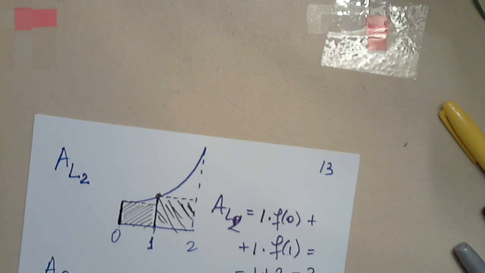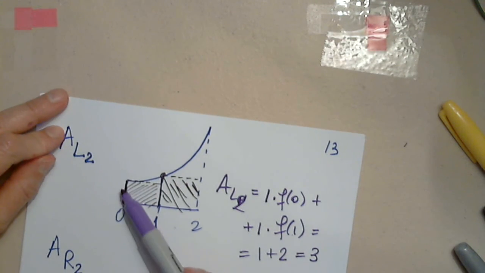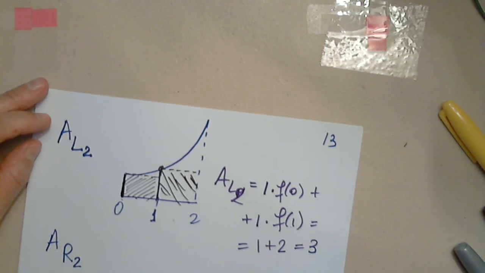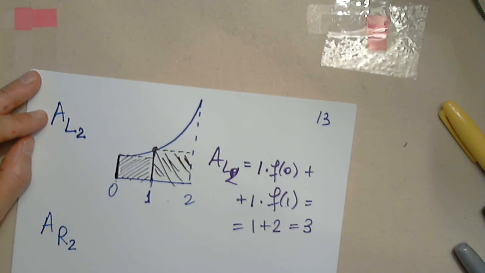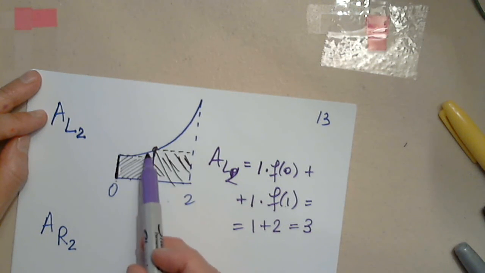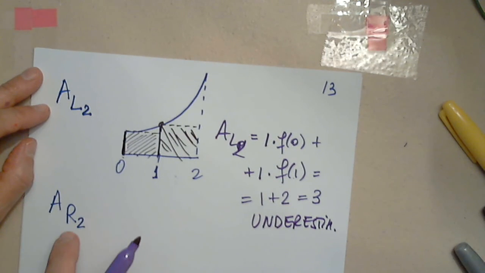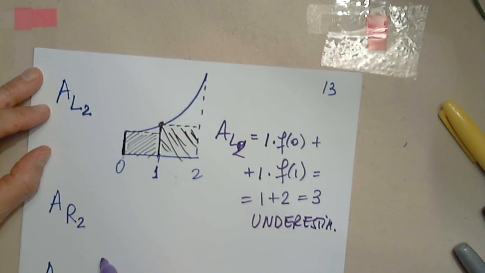Question: is this area an overestimation of the actual area or an underestimation of the actual area? I left a lot out, right? So this is definitely an underestimate. Let's see what happens with the rightmost point.